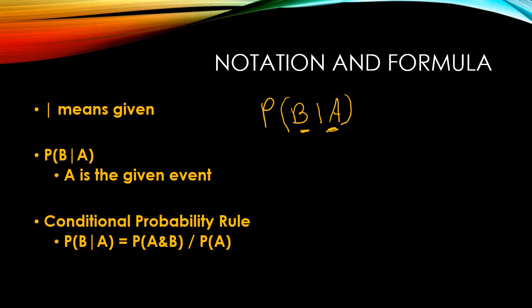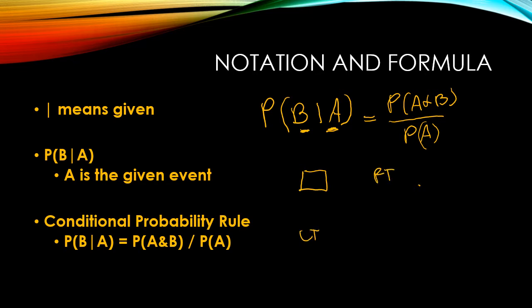Now to get this, the formula is that the conditional probability of B given A equals the probability of A and B happening at the same time divided by the probability of A. With contingency tables, the takeaway is that we're going to divide the cell either by the row total or the column total, depending on which condition we're looking at.